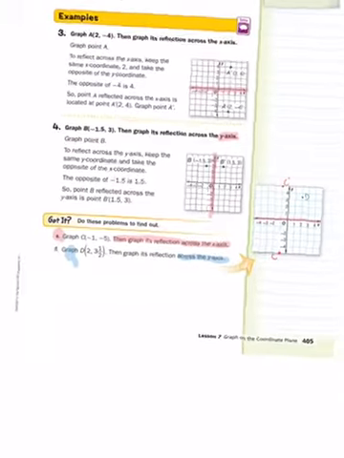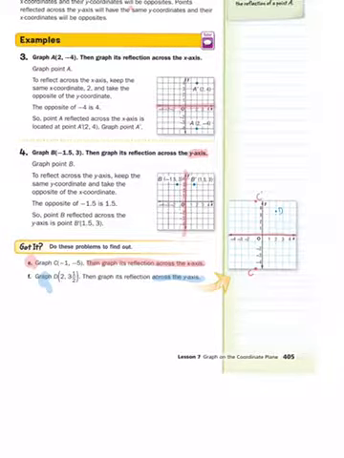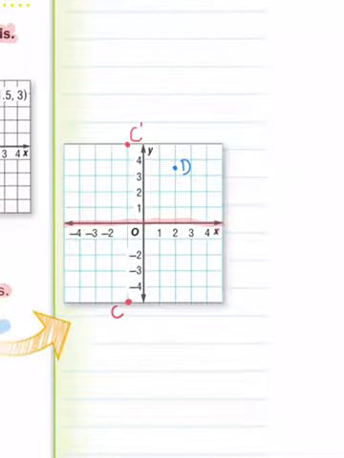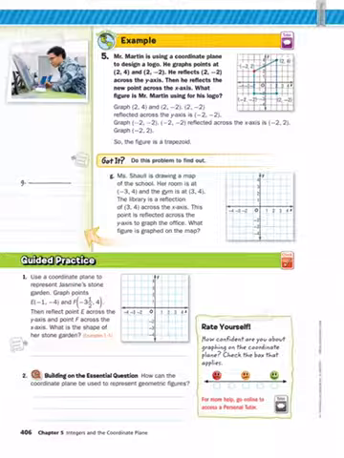Now, it says, then graph its reflection across the y-axis. So I'm going to zoom in here. And the y-axis is this one here that I'm highlighting in blue. So notice D is 2 to the right. So my reflection is going to be 2 to the left, right where my arrow is pointing. So that should be labeled the reflection of D with that little mark. All right, if you had that one right, you're doing good. Time to go on to the last page.